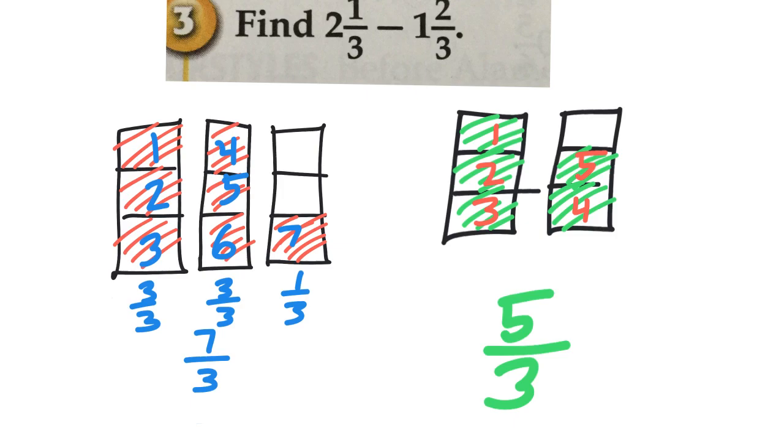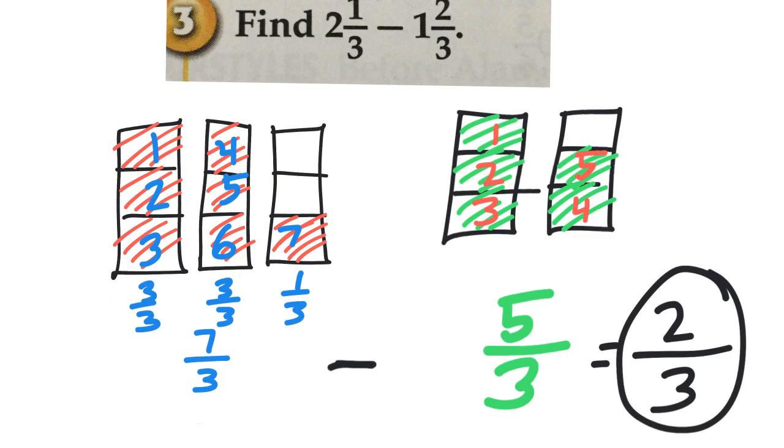So now we would be doing the problem 7/3 minus 5/3. Do those have the same denominator? Yes, so we keep it. And then we combine the numerators. 7 minus 5 is 2. So 2 and 1/3 minus 1 and 2/3 gives an answer of 2/3.